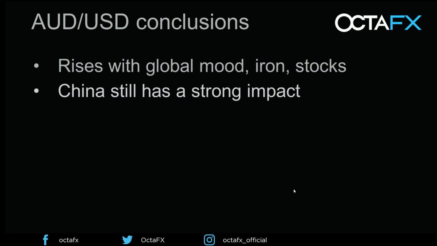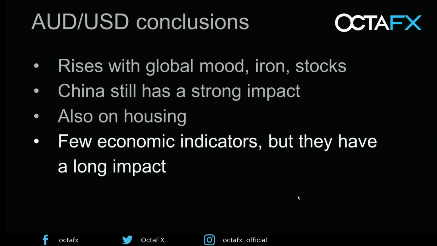China, the world's second largest economy and Australia's number one trading partner, still has a very strong impact. And we talked about indicators, how when we have Australian and Chinese indicators at the same time, the Chinese ones can have the upper hand. And China has an impact also on housing. So it's not only Chinese demand for Australian metals to build in China, but also demand from Chinese buyers to buy property in Australia. This is a growing thing which will be more influential in the coming years.